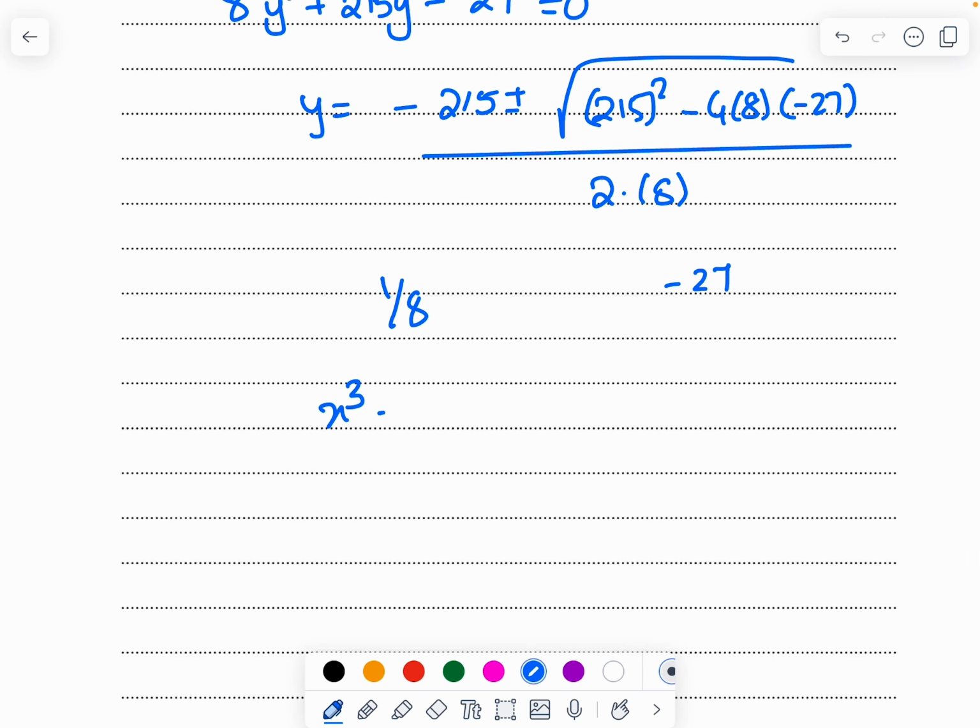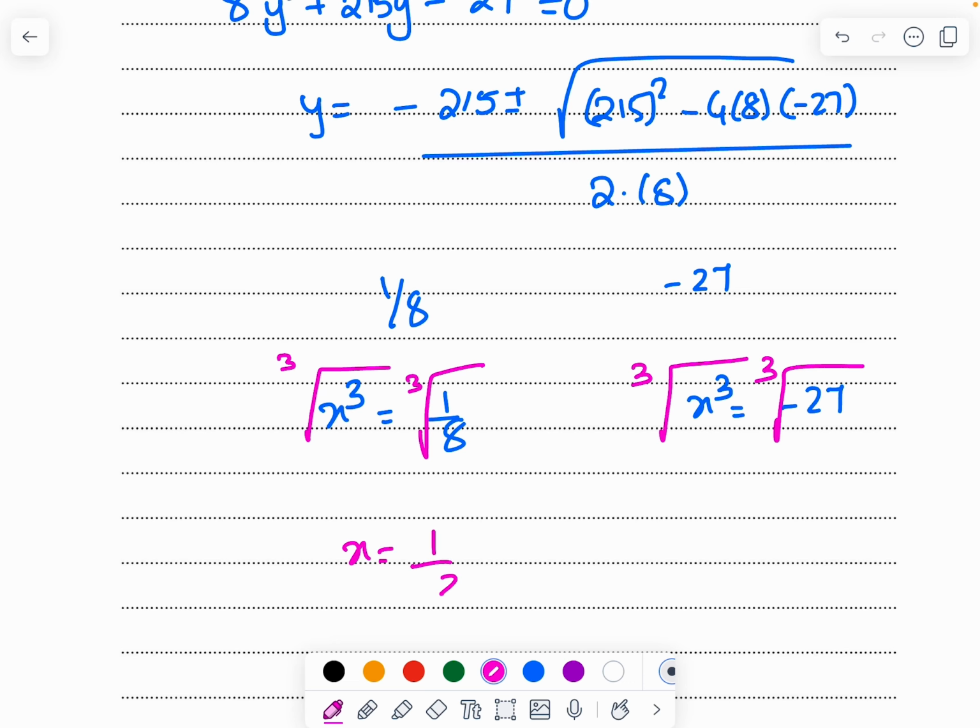But what is y? Y is x cube. X cube equals to 1 upon 8 or this one. So then take cube root on both sides. So I get x equals to 1 upon 2, x equals to negative 3.